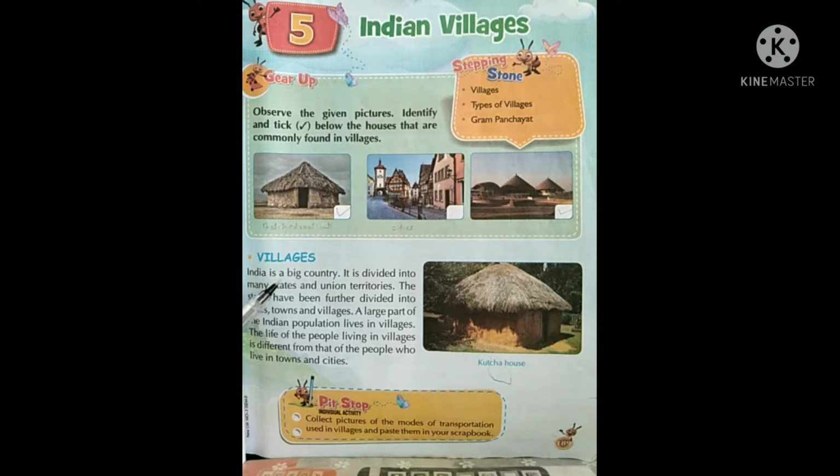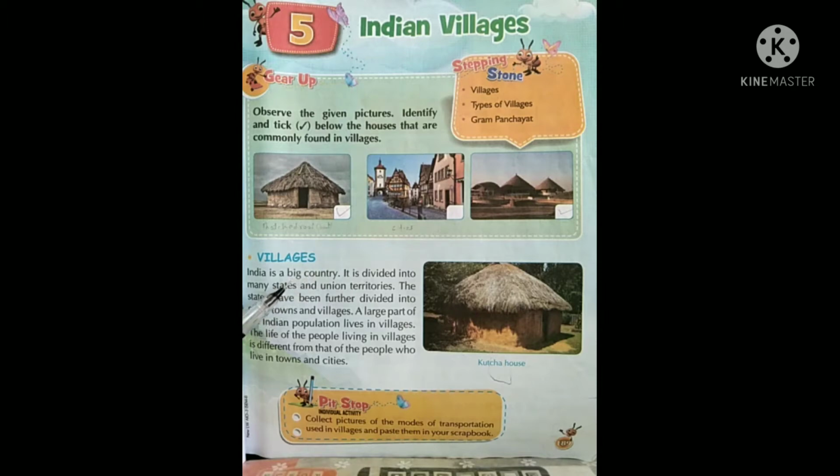India is a big country. It is divided into many states and union territories. The states have been further divided into cities, towns and villages. A large part of the Indian population lives in villages. The life of the people living in villages is different from that of the people who live in towns and cities.